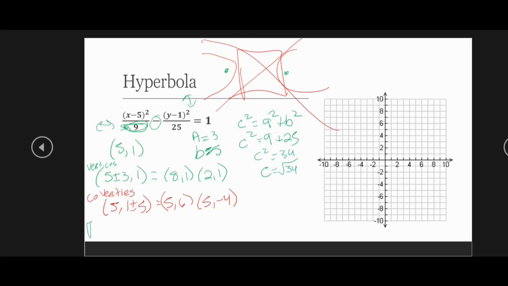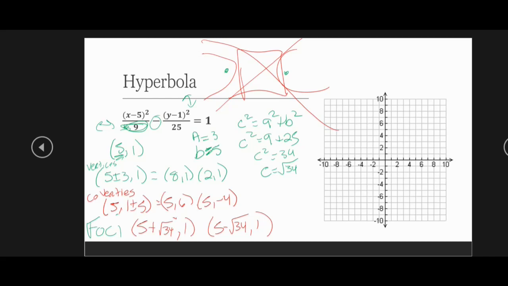So when you're finding your foci, again, because this is going to open horizontally, the horizontal value is going to be the one that's affected. So it's going to be 5 plus the square root of 34, comma 1, and 5 minus the square root of 34, comma 1. Square root of 34 is probably about 5.8, 5.9, really close to the 36. And that would be that.